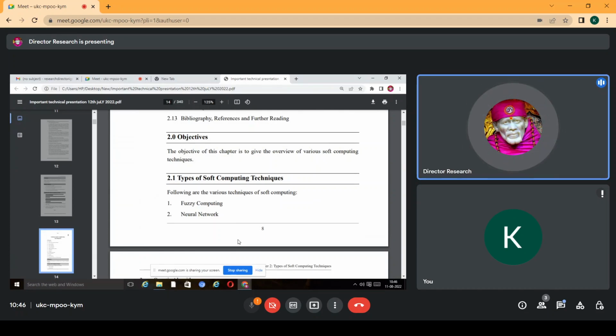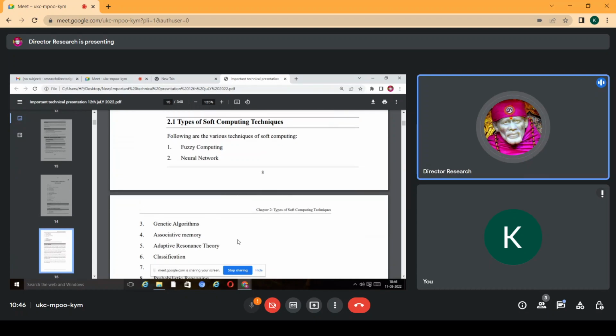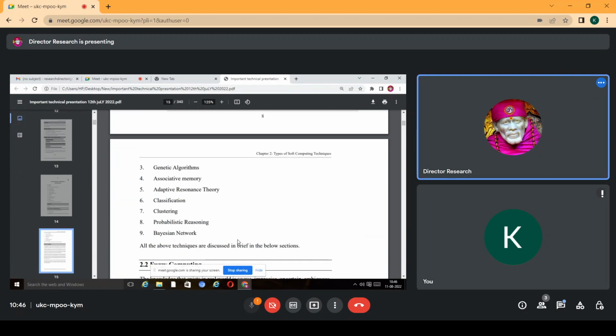The following are the various techniques of soft computing: fuzzy computing, neural network, genetic algorithm, associative memory, adaptive resonance theory, classification, clustering, probabilistic reasoning, Bayesian network.